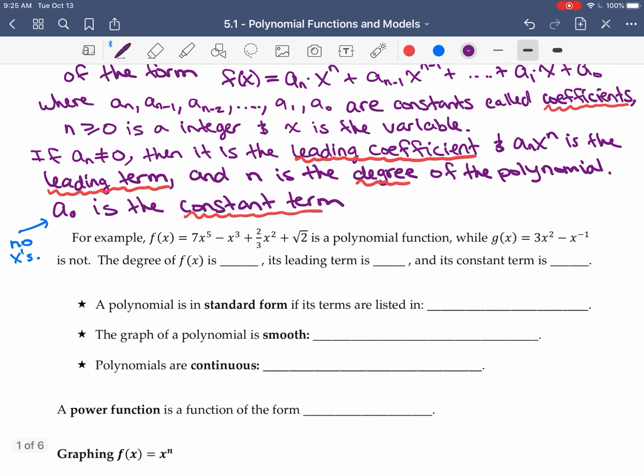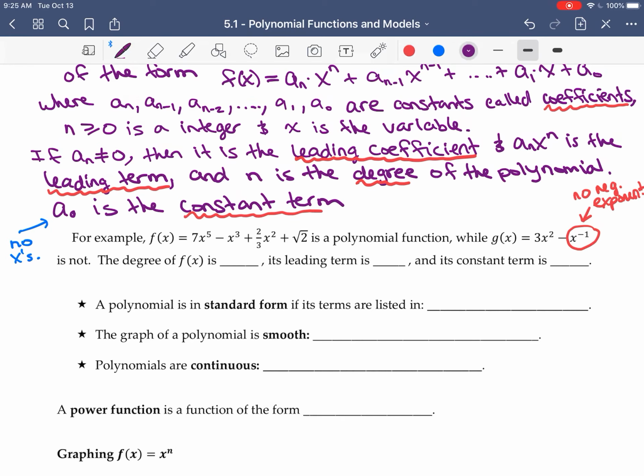Here we have f of x equals 7x to the 5 minus x to the 3 plus 2/3 x squared plus root 2. This is a polynomial function, while g of x is 3x to the minus 1 minus x to the minus 1 is not, and it's not because of this term. Polynomials don't have negative exponents, so we don't want a negative exponent.